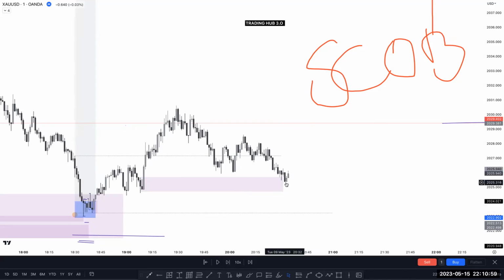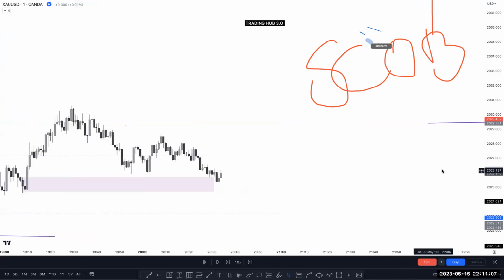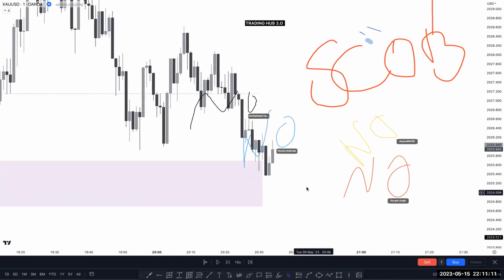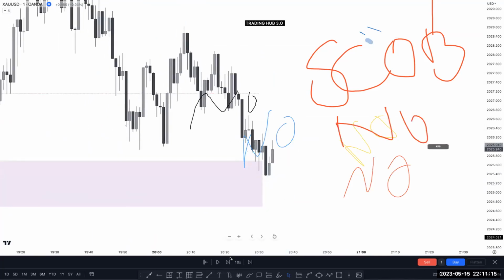Both lows are similar here. So is there a SCOB developing here or not? No, because this low is not broken. Exactly.